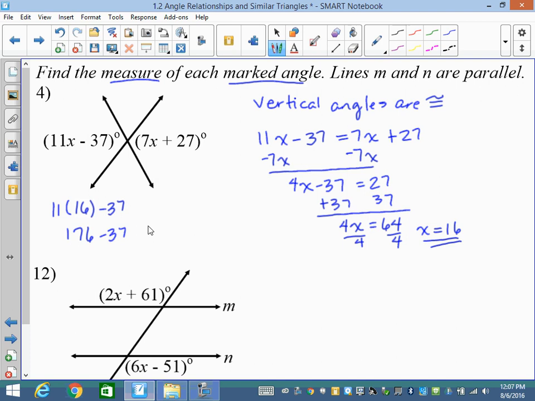And then we subtract 37, and we get 139. And since they're vertical angles, both angles should be 139. And we can always double check by either setting this equal to 139 and making sure we get 16 for x, or you can simply put 16 in and make sure you get 139. I'll let you guys do that double check.